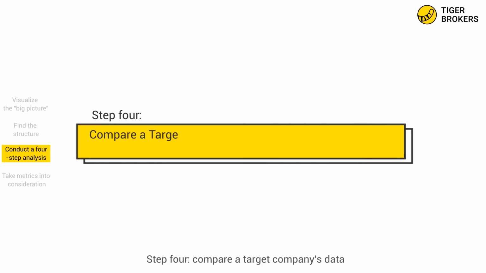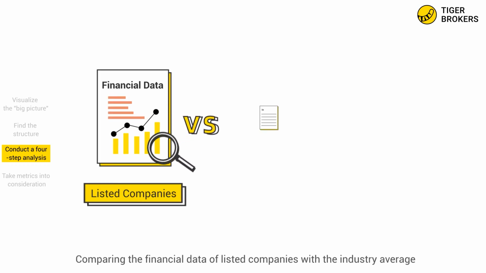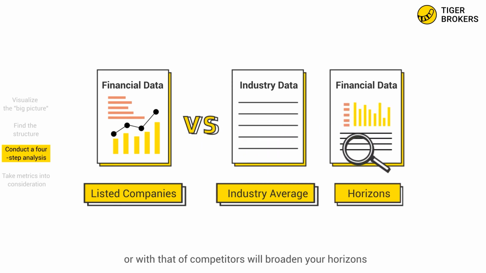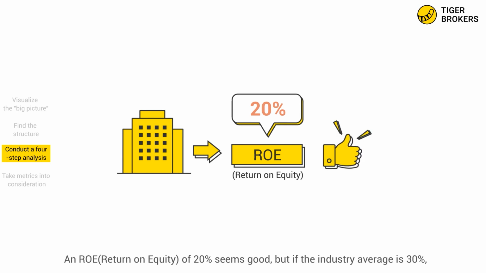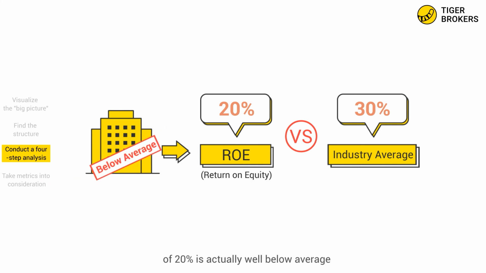Step 4. Compare a target company's data with that of its industry average, as well as with that of its competitors. Comparing the financial data of listed companies with the industry average or with that of competitors will broaden your horizons. An ROE of 20% seems good, but if the industry average is 30%, then the performance of a company with an ROE of 20% is actually well below average.